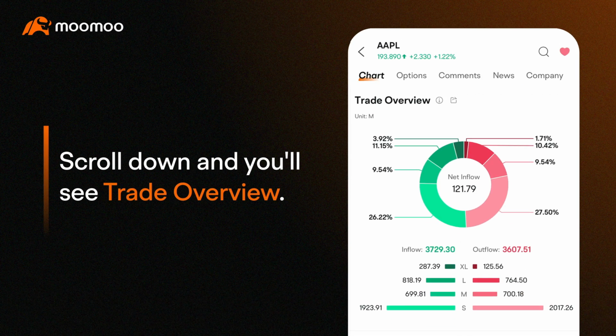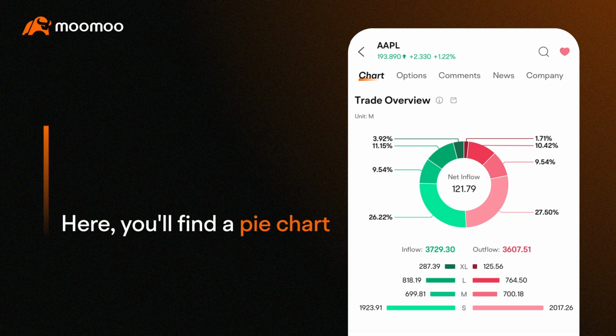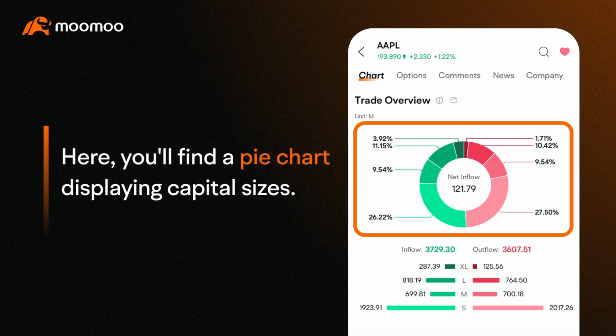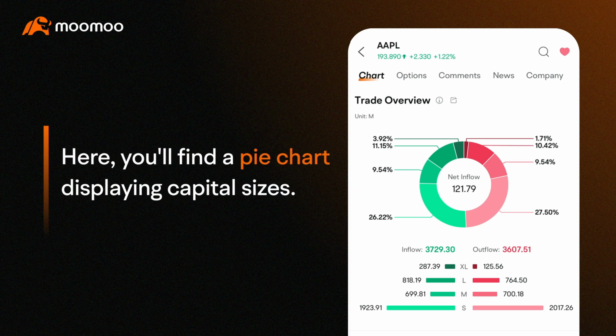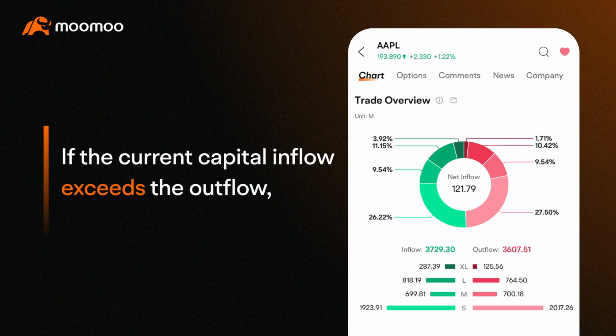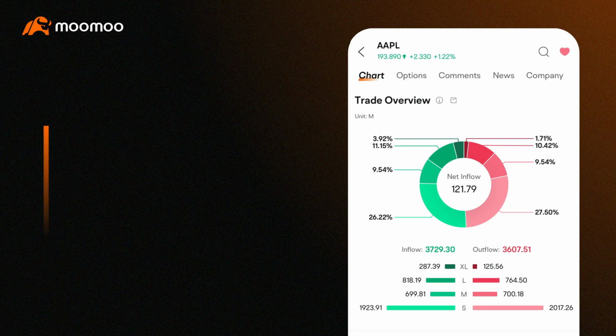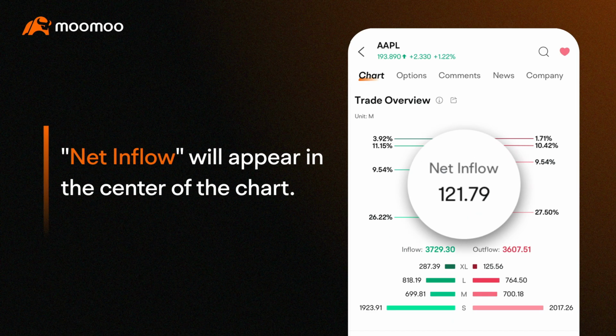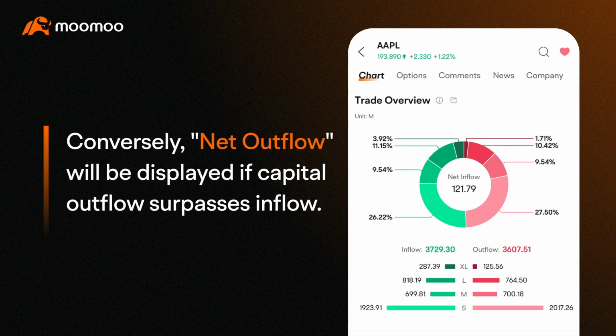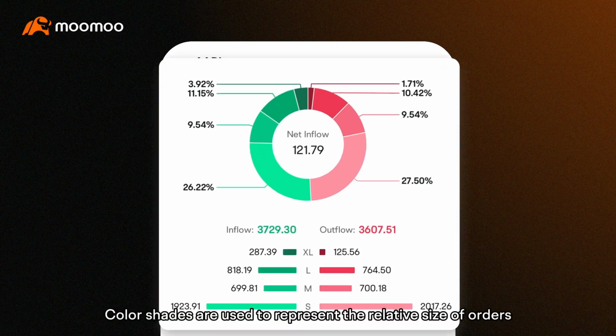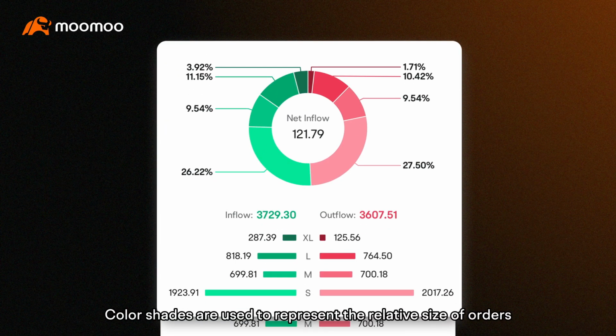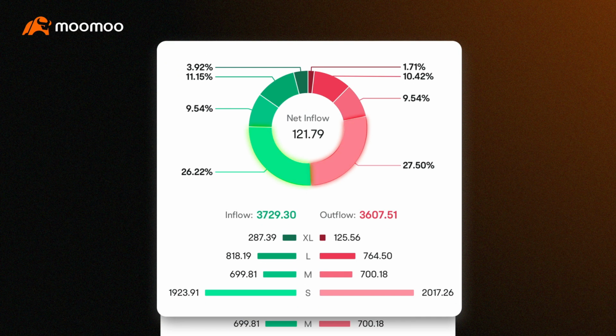Scroll down and you'll see Trade Overview. Here, you'll find a pie chart displaying capital sizes. If the current capital inflow exceeds the outflow, net inflow will appear in the center of the chart. Conversely, net outflow will be displayed if capital outflow surpasses inflow. Color shades are used to represent the relative size of orders. The lighter the shade, the smaller the order, while the darker the shade, the bigger the order.